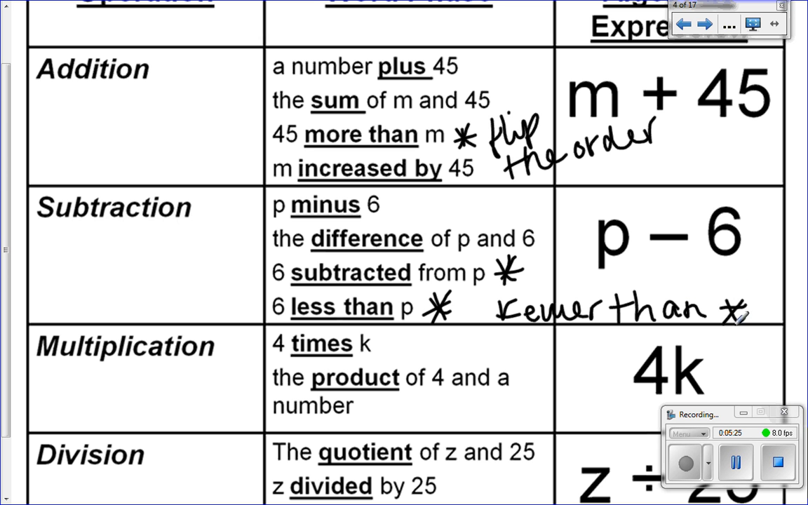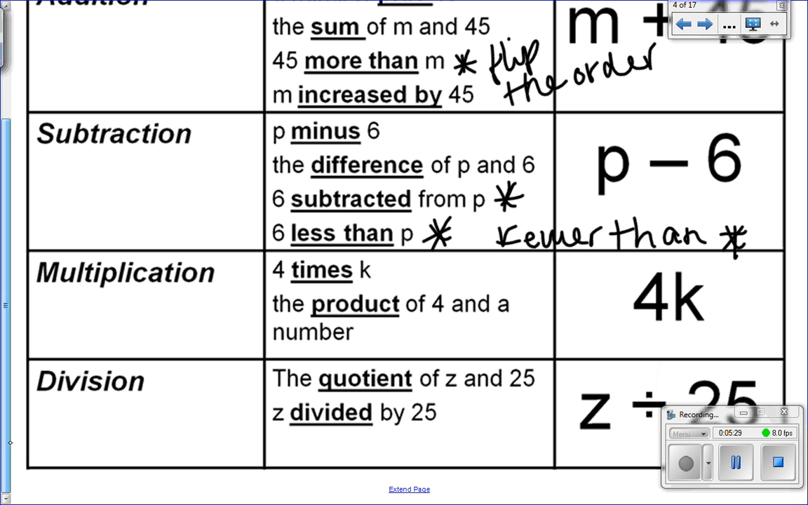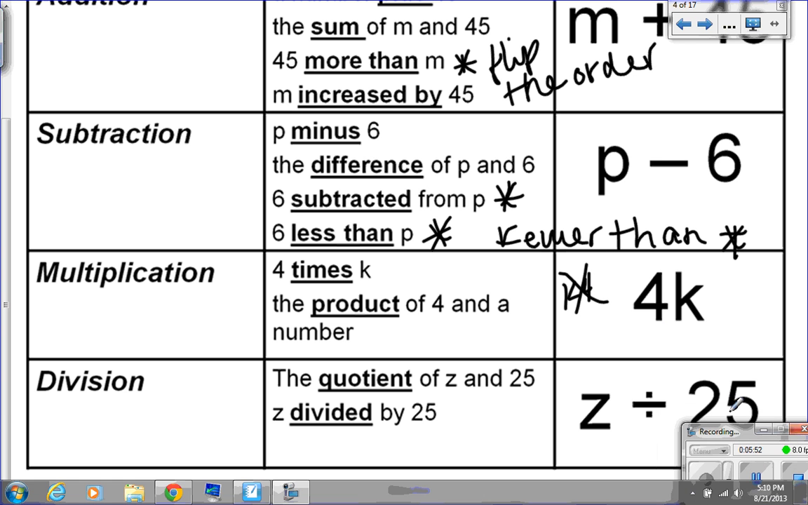I would say 6 fewer than P. So let's take a look at multiplication. We have 4 times K and the product of 4 and a number. Notice the number always goes before the variable. Make sure you put it before the variable. You're never going to see it written like this. The number always comes first.